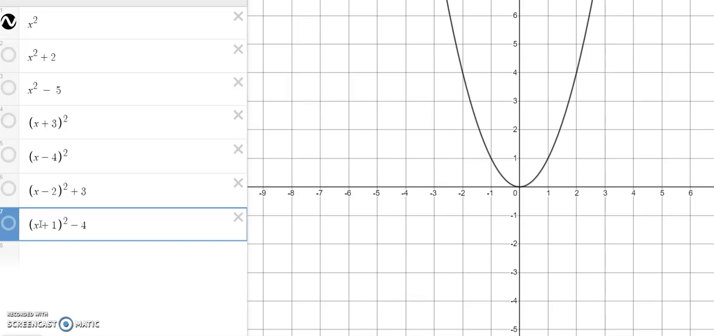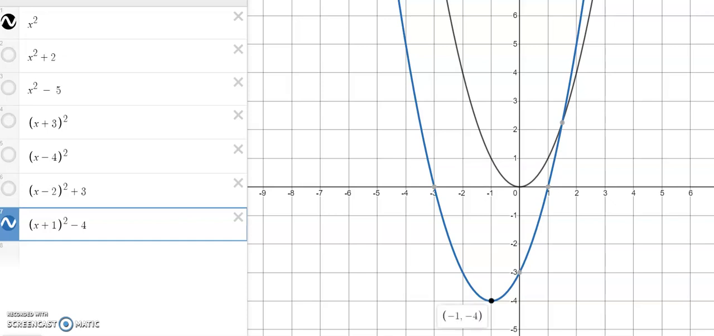Okay, so outside the graph shifts up and down. That should be down 4. Inside goes left and right, and opposite what you'd expect. So that should go left 1. So left 1 and down 4. Left 1 and down 4. We'd expect it to be right here. And then fill in with the U shape. Let's see if we're right. There we go. Left 1 and down 4, or down 4 and left 1. And then fill in with the U shape.